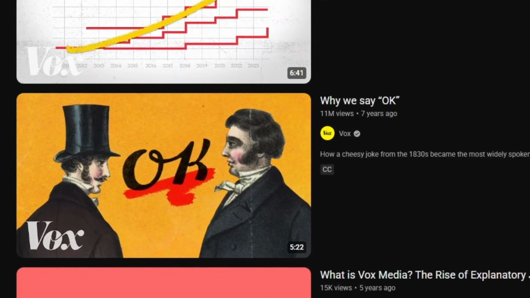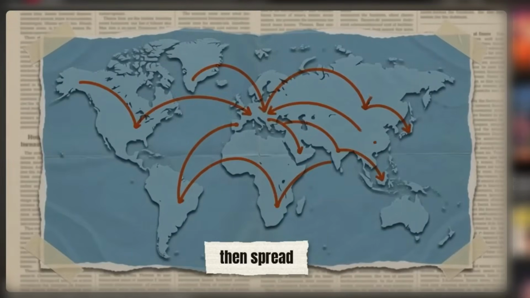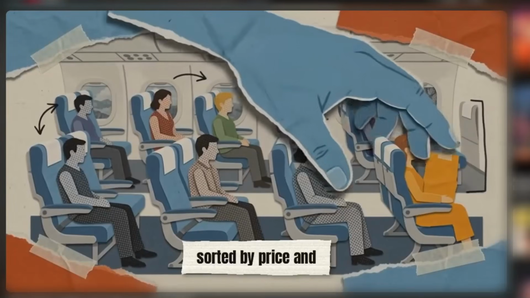There's a type of video on YouTube that pulls millions of views almost every time it drops. You've seen it: bold text flying in, animated maps, a narrator walking you through something complicated and making it feel obvious. Clean, cinematic, expensive. People call it Vox-style.